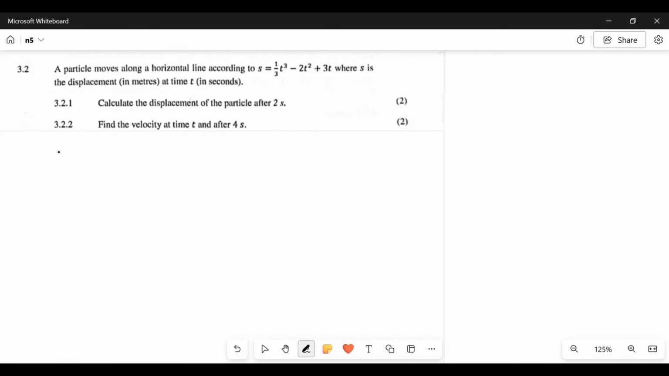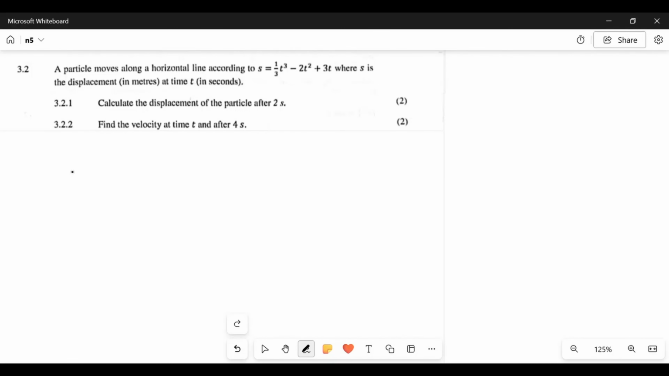All right, 3.2.2. Let's read the question. Here's our 3.2.2. The question says, find the velocity at time t after 4 seconds. So basically what they want here is for us to find velocity. How do you find the velocity in a formula like this one here? Remember, this formula here, we have to use it through and through. Now, velocity is as follows.